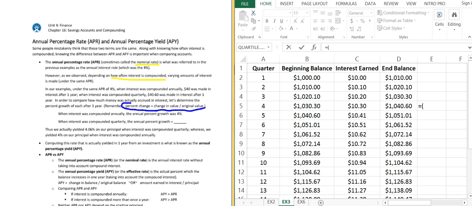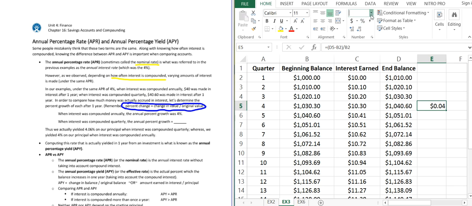So when we think about that, let's think about what percent I earned in this quarterly situation. So the new balance was this 1,040.60 minus the old original balance at the beginning of the year, 1,000, divided by that 1,000, that's the old original value. So new minus old over old.